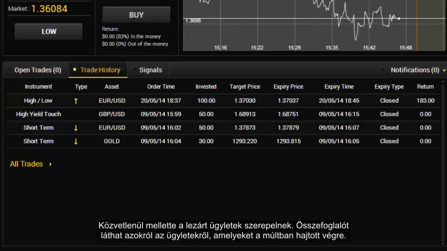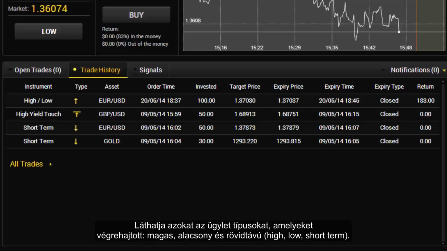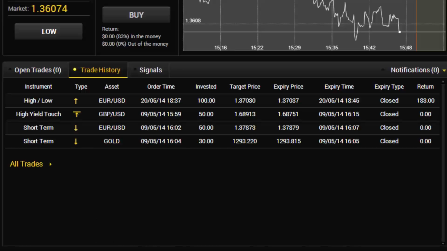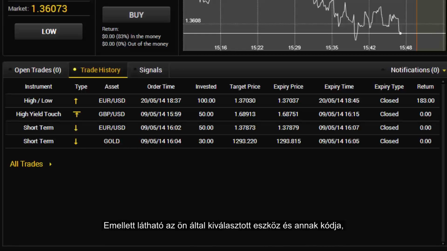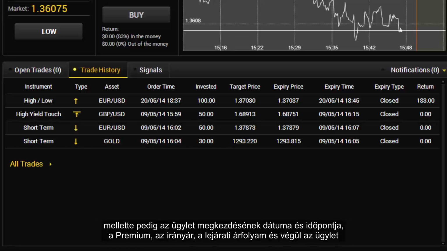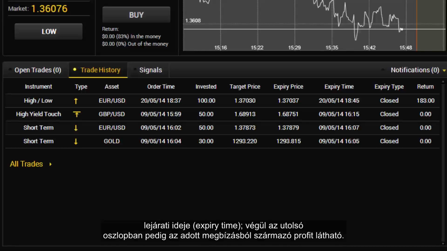Next to this are closed trades. This will give you a summary of all the trades that you have made in the past. You can see the type of trades you have made, such as high, low and short term. The next column shows whether the target price or strike price was higher or lower than the entry price. Next to that are the asset and the symbol of your choice, and next to that again are the date and time of placing the trade and premium, target price, expiry price rate, and finally the time the trade was closed, or the expiry time. The last column shows the profit from a given order.